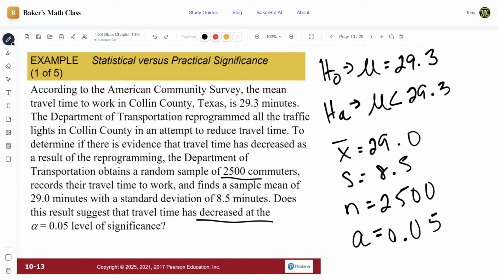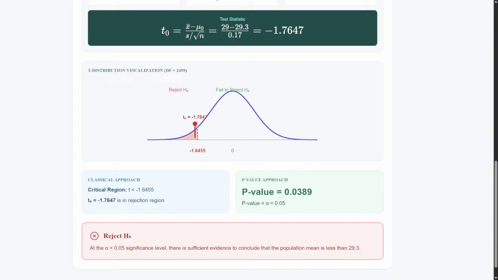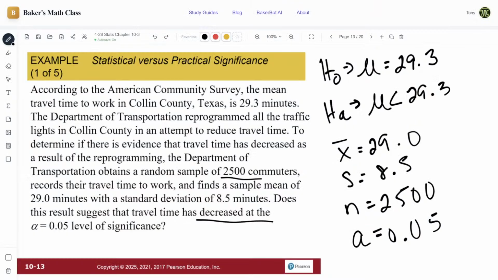No. Okay, so here is a very important distinction. Is it statistically significant? Yes, we proved that. That's what we just did. That test shows it is statistically significant. And that's why we rejected the null hypothesis. Is it practically significant? No. 18 seconds, who cares? We spend longer than that waiting in line at Dunkin' Donuts.